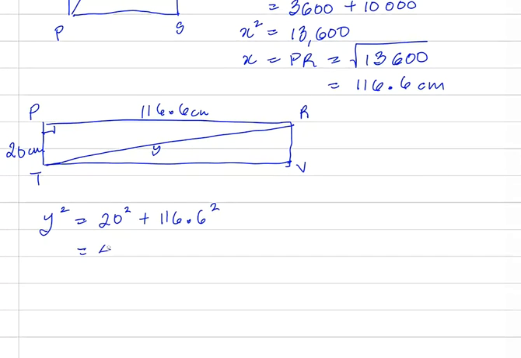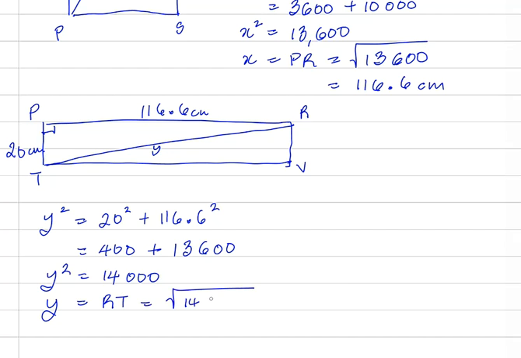20 squared is 400, and 116.6 squared is 13,600. Remember, we got the 116.6 by finding the square root of 13,600. So it means that 116.6 squared is 13,600. So this is 14,000, and this is y squared. The opposite of square is square root. So y, which is RT, is equal to the square root of 14,000.